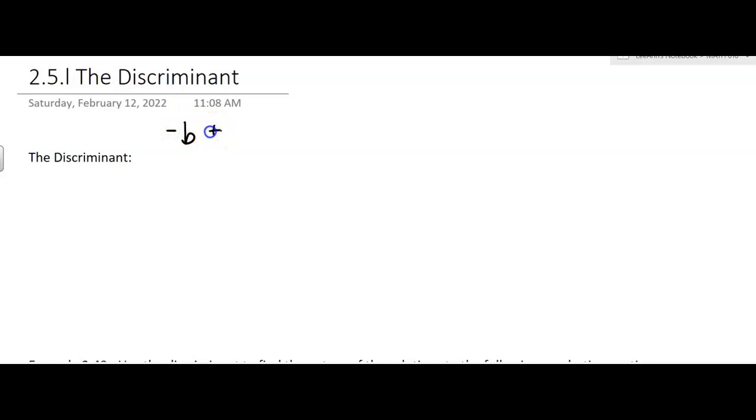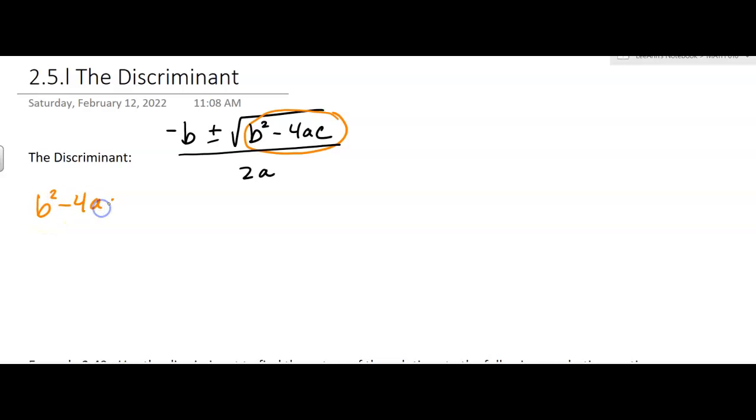The opposite of b plus or minus the square root of b squared minus 4ac, all over 2a. The discriminant is this part. It's the part under the radical, okay? So that's the discriminant. The discriminant is b squared minus 4ac. It's just that part.